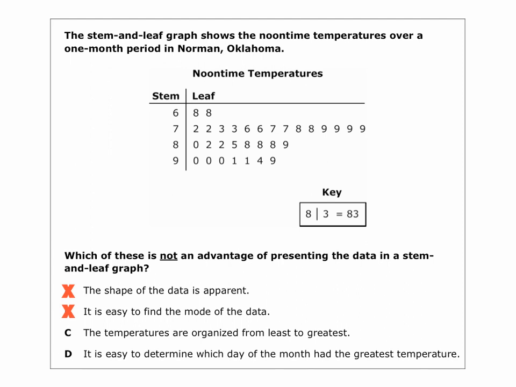C says the temperatures are organized from least to greatest. Again, that is true for my stem and leaf plot, so it can't be my answer. And D says it is easy to determine which day of the month had the greatest temperature. This stem and leaf plot has nothing to do with what day the temperature was 68 or 76. It is simply telling us the temperatures. So D is our answer. It is not an advantage because we do not know the days of the noontime temperatures.